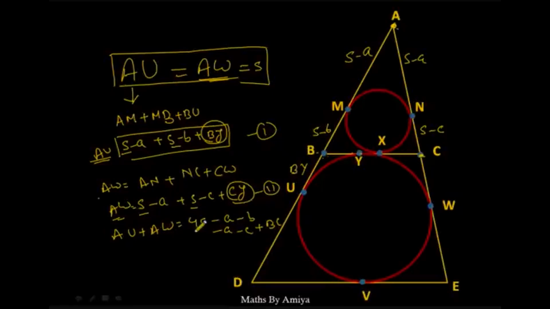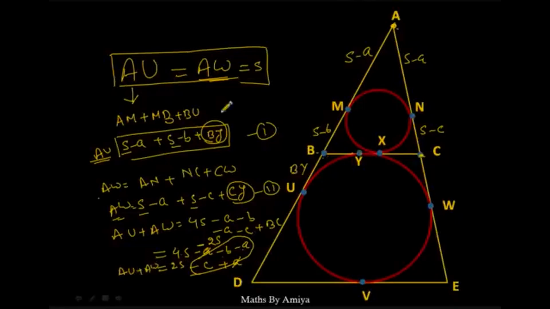If we add, we are getting 4S minus A minus B minus A minus C plus BC, and this is nothing but 4S minus A minus B minus A minus C. And what is the value of BC? The side BC is the side A, so cancel out. So we have 4S minus A minus B minus C, and this minus A minus B minus C is nothing but perimeter, so minus 2S. So 4S minus 2S is nothing but 2S, and AU plus AW is 2S.